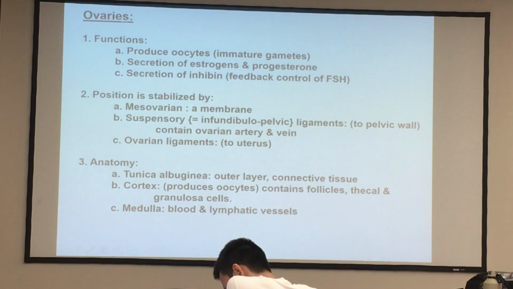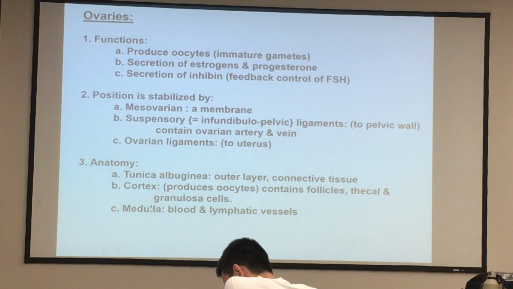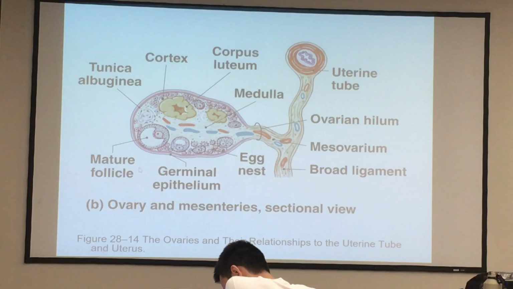Let's review the ovary. Okay, the function. And it has a membrane, the mesovarium, and the suspensory ligament. The old book called it the infundibulopelvic ligament, very long. Okay. Then the ovarian ligament. Then the outside is also called tunica albuginea. The testis also has this coating. Okay. They divide into cortex and medulla. The cortex is the place to produce eggs. The medulla is the place for blood vessels, nerve fibers and lymphatic vessels.